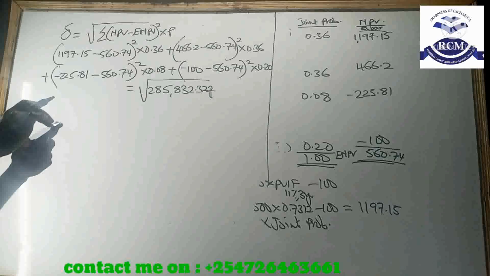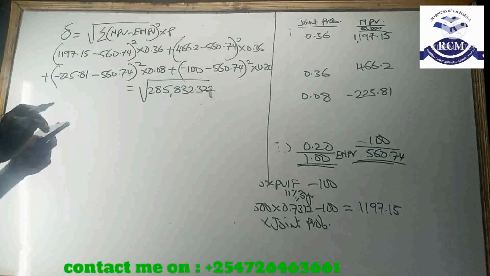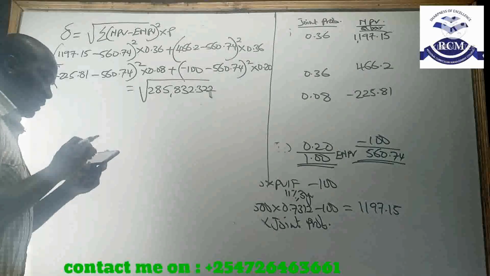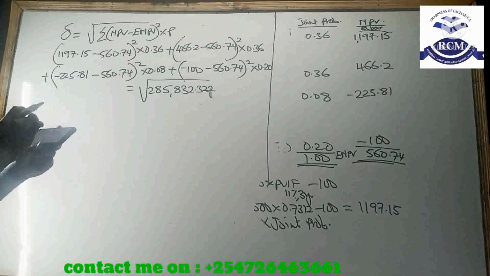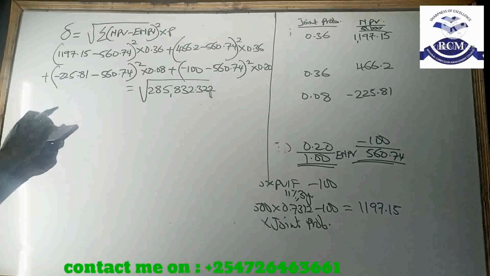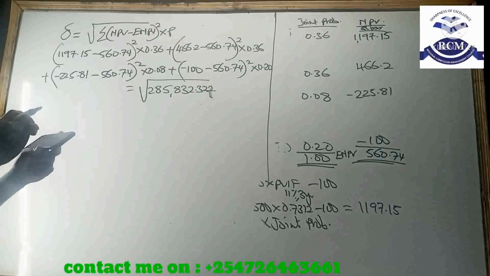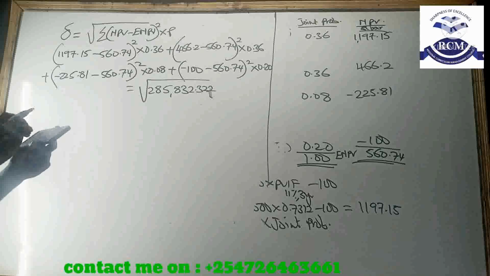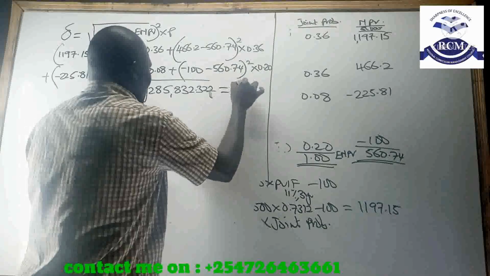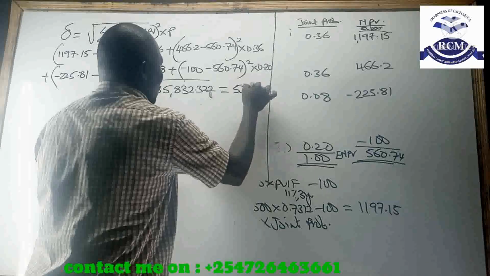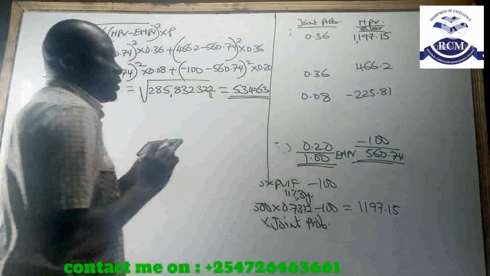So you need to get the square root of that, 285,832.322. So we are having 534.63. That is our standard deviation.